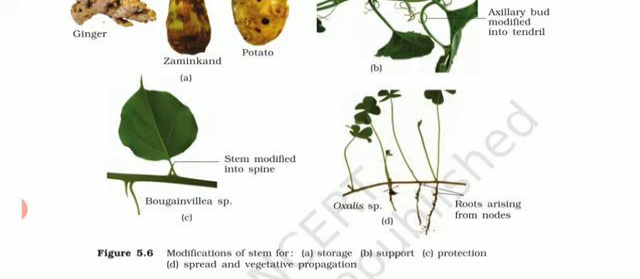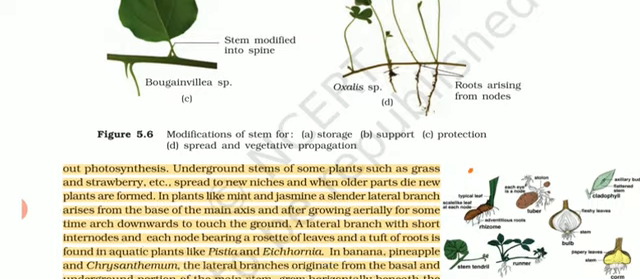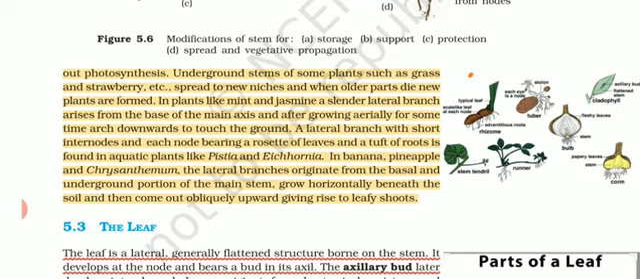Then number D: stems help in vegetative propagation, right? Roots arise from the nodes and they can easily grow into a new plant. Underground stems such as grass and strawberry can spread into new niches. Niches mean new habitat. And when older parts die, new plants are formed from them.